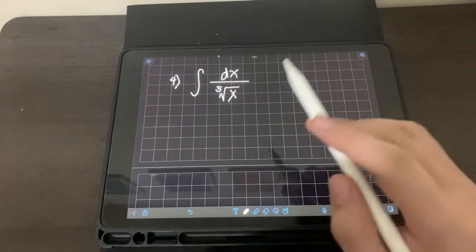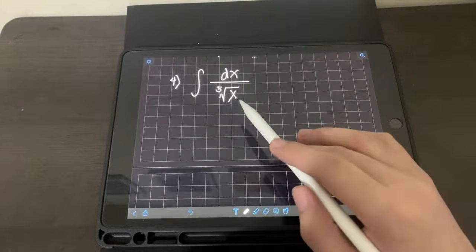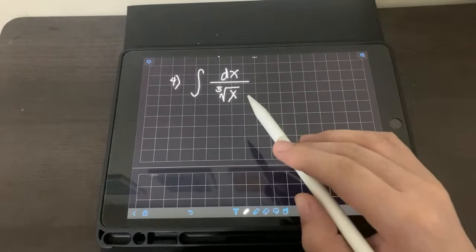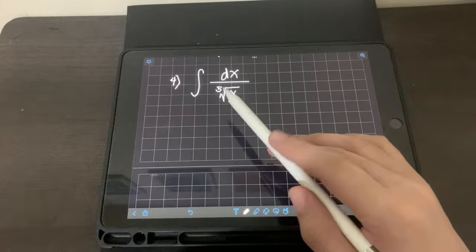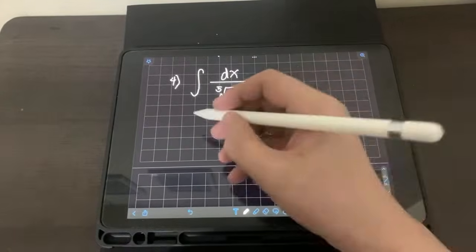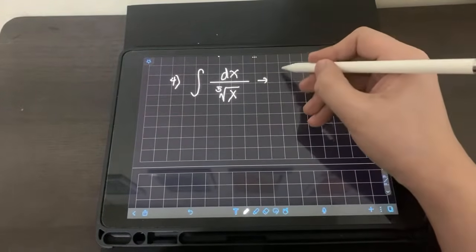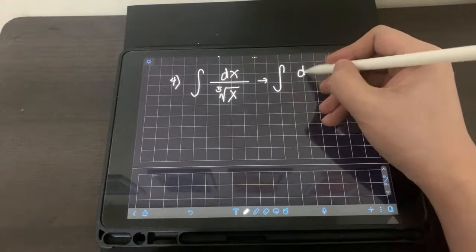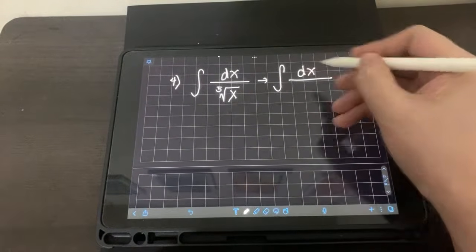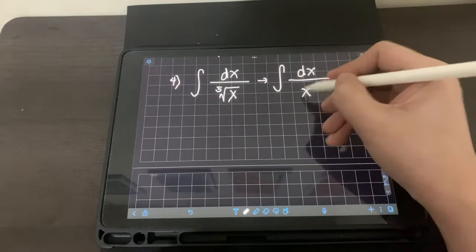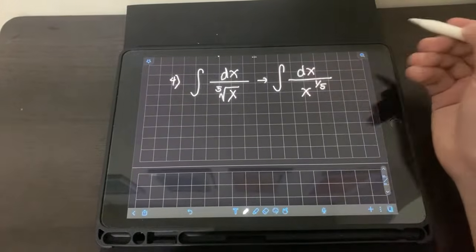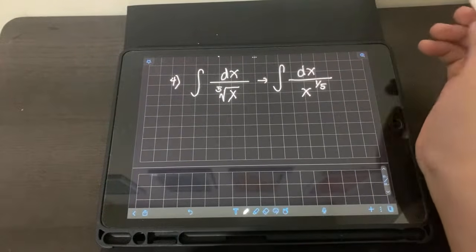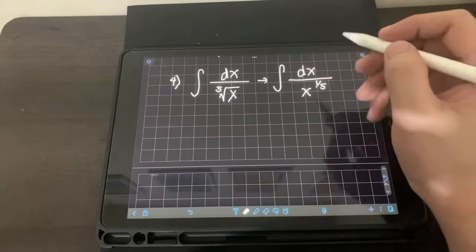So again, kapag meron kayong radical, i-transform nyo into fractional exponent. Kasi meron tayong fifth root of x. So if you transform that in terms of fractional exponent, you have dx over fifth root of x is the same as x raised to 1/5. Okay, recall your radicals. And then what can we do next?